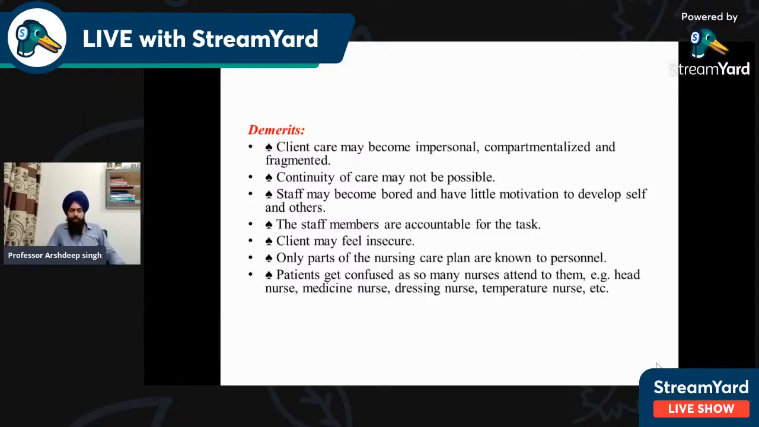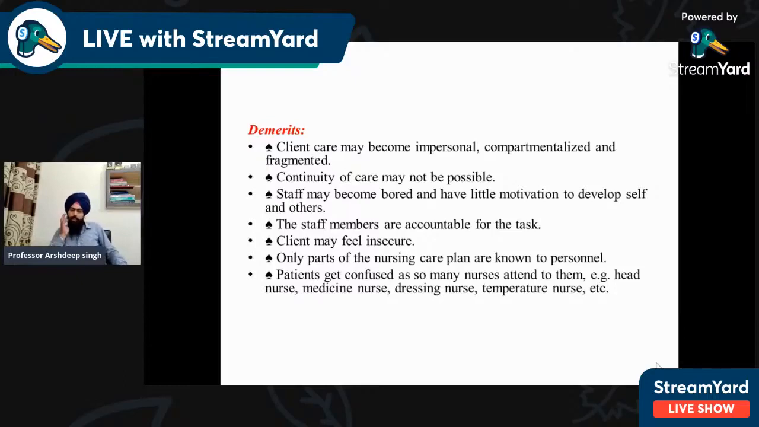Next, the staff members are accountable only for their task, so all the staff members are responsible. Clients may feel insecure because some functions are done by one nurse and some by another nurse. The patient may feel insecure or fearful about why this is happening, why there is a change of nurses in day-to-day activities.